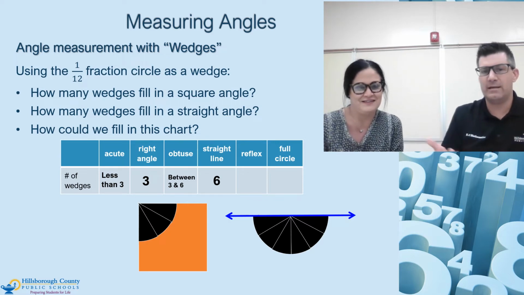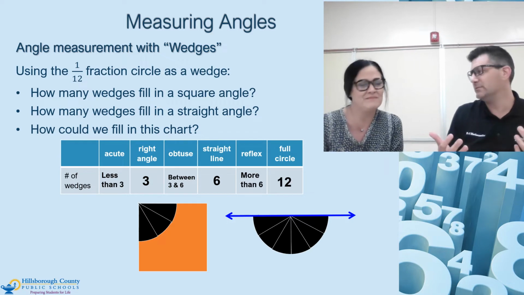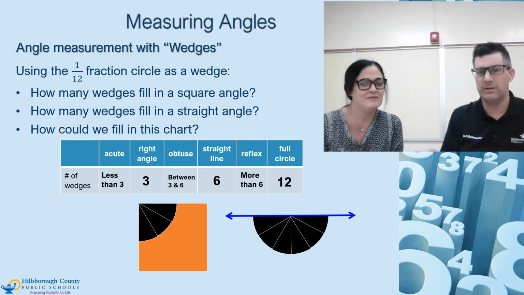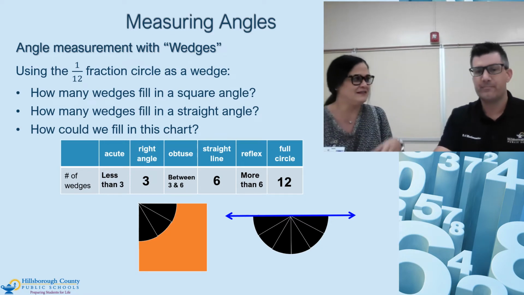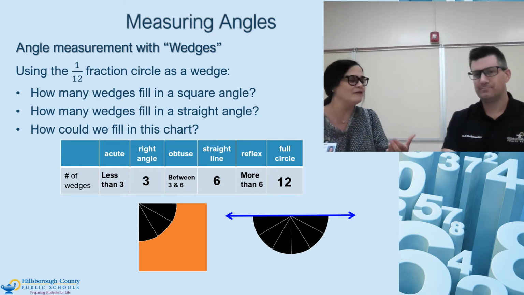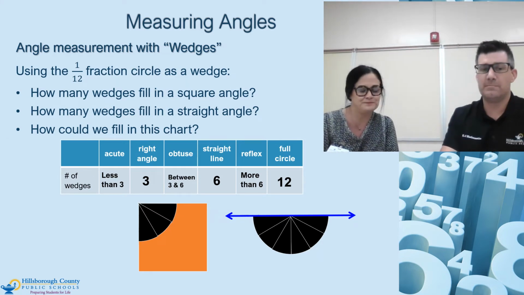If you did a full circle, that's only 12 wedges. That's not a lot of wedges for the kids to work with. When we're talking about degrees, there's a lot of degrees in a circle, isn't there? I think this helps support building the idea of a degree and their understanding of it conceptually.